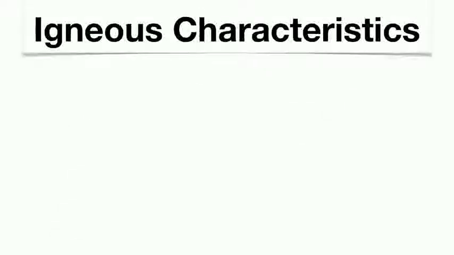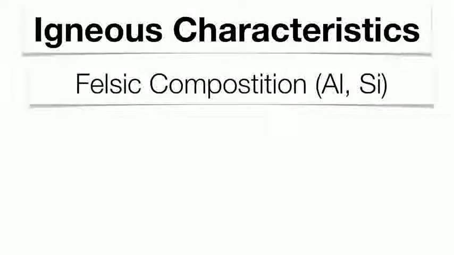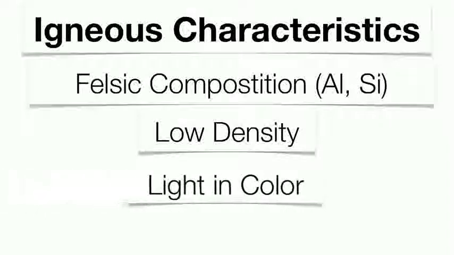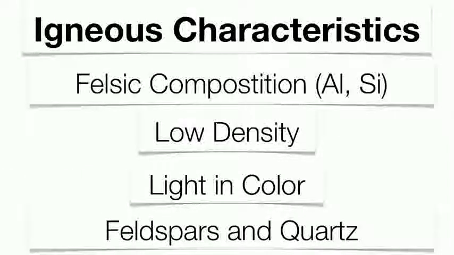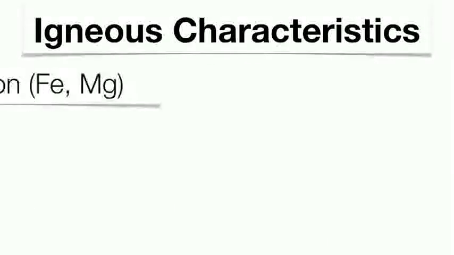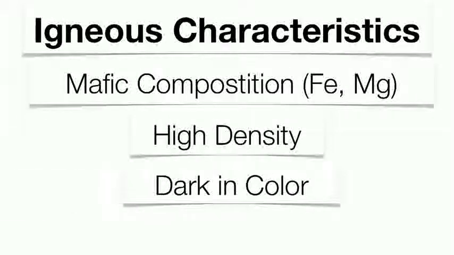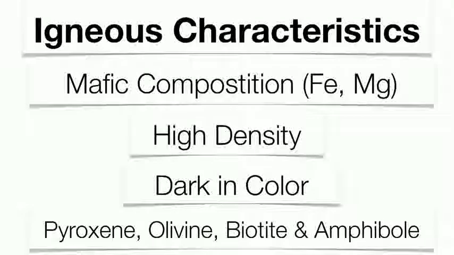Now, igneous characteristics are important here, so you need to make sure you understand the differences between the two different characteristics of rocks. So you either have a felsic rock, which is made up of aluminum and silicon in regards to its elements, has a low density, light color, and is primarily made of light-colored plagioclase and potassium feldspar and quartz. You also have what are called mafic rocks, which are made up of the elements iron and magnesium, which gives them a much higher density, a much darker color in regards to the dark minerals that make them up: pyroxene, olivine, biotite, and amphibole.